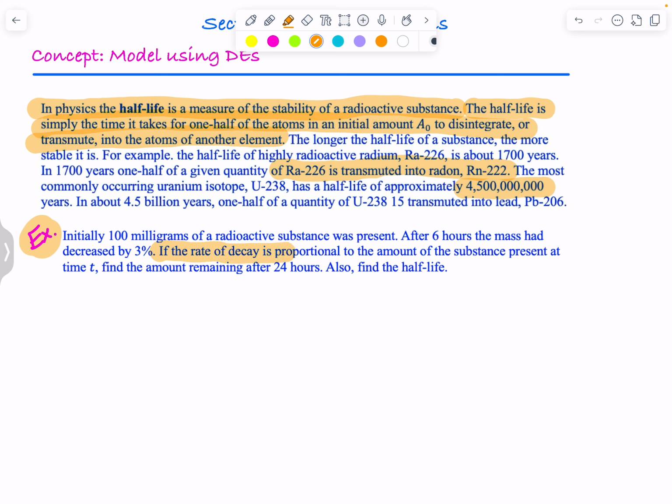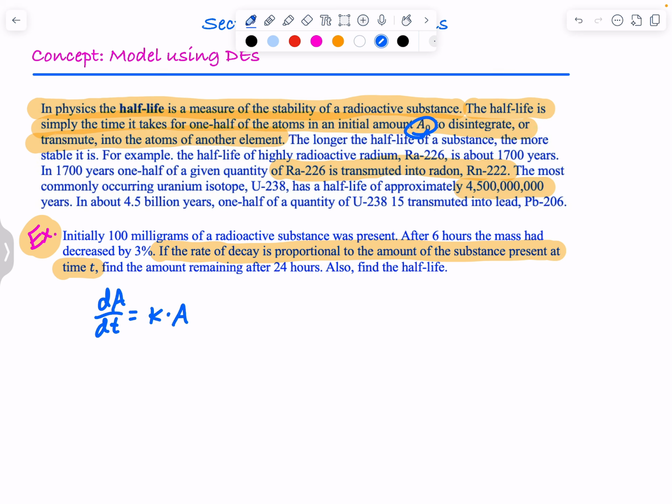Okay, so they gave us this indicator to tell us what to do. That tells me that the rate of decay, and we're going to use A for an amount, so we'll say dA/dt is equal to some k times A. That's exactly what that phrase says.